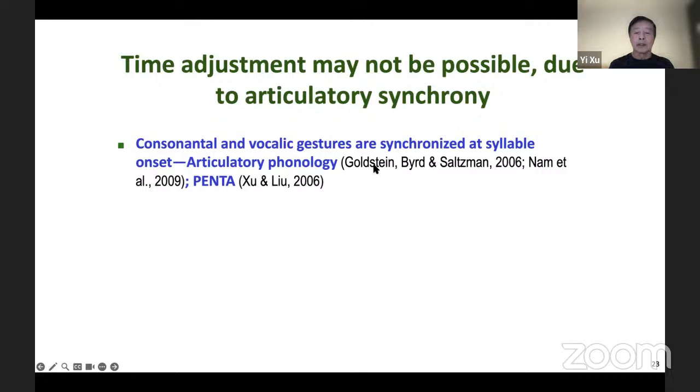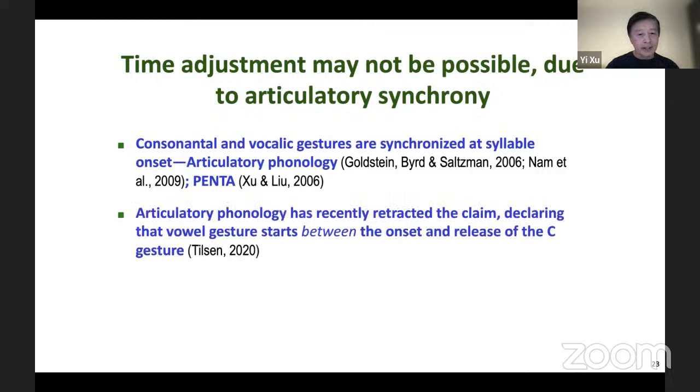What's interesting is that the articulatory phonology group backed off this hypothesis, at least temporarily, because they have revised the hypothesis by saying that the vowel gesture starts between the onset and release of the consonant gesture. And the reason for the change is that they could not find evidence for the synchrony, despite the nice hypothesis.